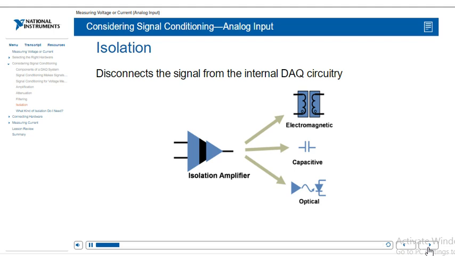Isolated signal conditioning devices pass the signal from its source to the measurement device without a physical connection by using transformer, optical, or capacitive coupling techniques. In addition to breaking ground loops, isolation blocks high voltage surges, like lightning strikes, and rejects high common mode voltage, thus protecting both the operators and expensive measurement equipment.